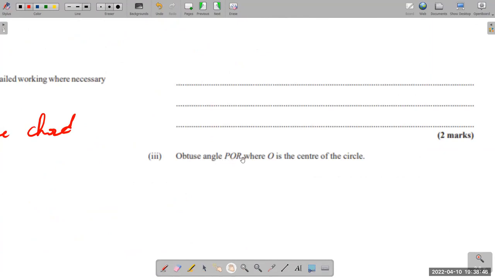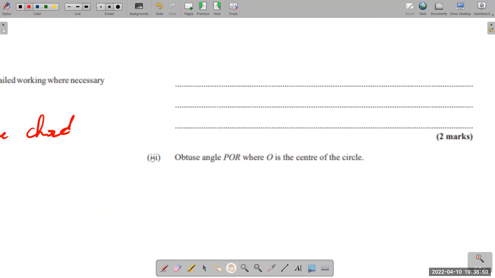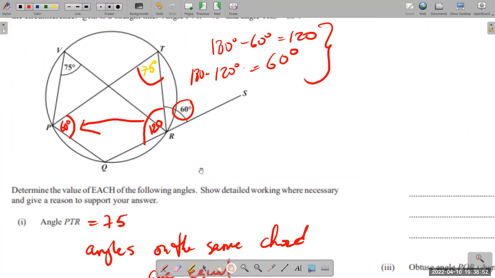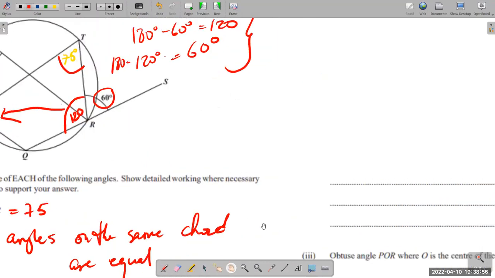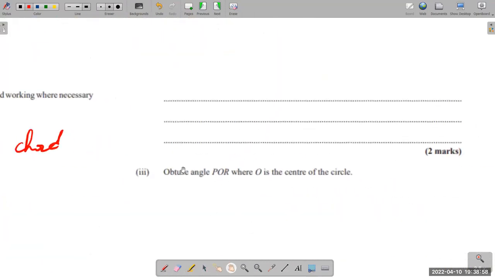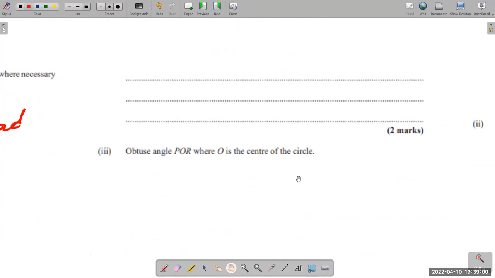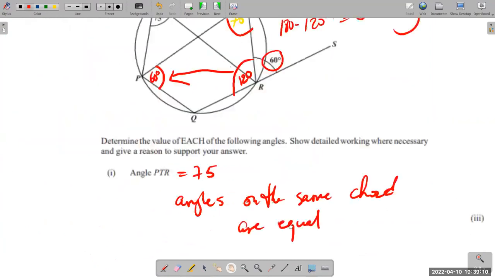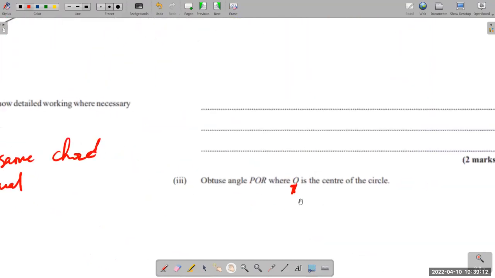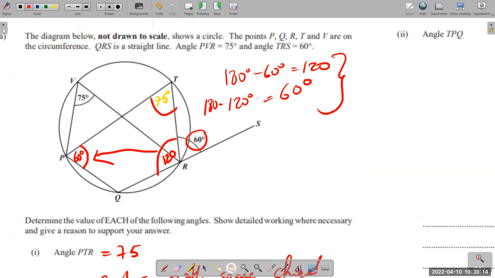Obtuse angle POR. Where's P? Oh, look at what they do. I never saw this before. Anybody realize what's going on here? They're asking you to find it without giving you the actual center. It's not in the picture. They're asking you for an angle that's not in the picture. But guess what? We're smart.